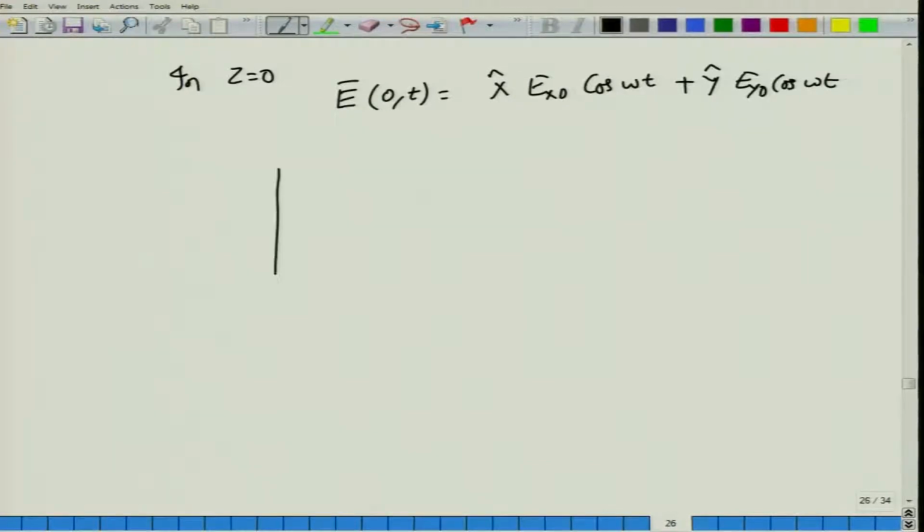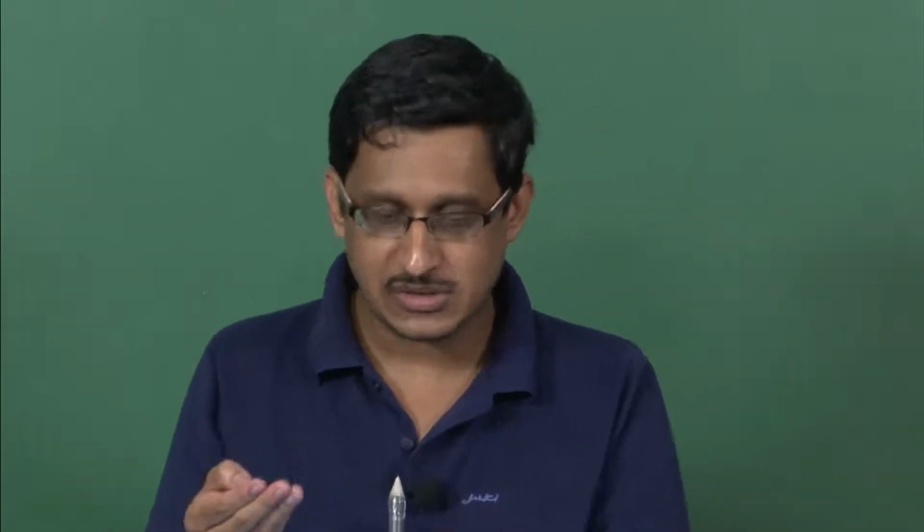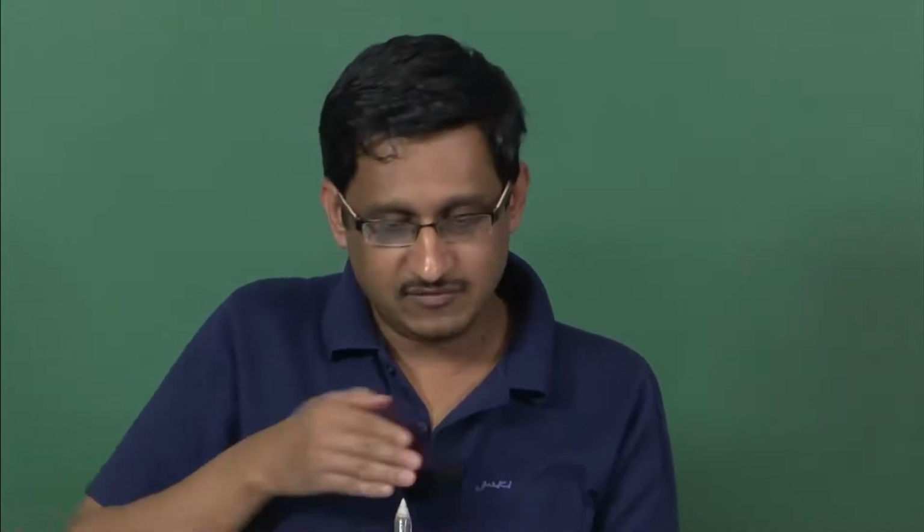Let me draw two lines. I call this line x and this line y. Why is it that I have written x and y here? Because I am actually looking from the top. So this would be the z axis, and if you look from the top, you have an x axis and a y axis. The wave is propagating along the z axis, which means if I look from the top, the wave is actually coming towards me, and I have cut a certain plane.